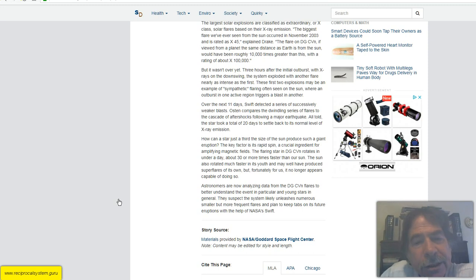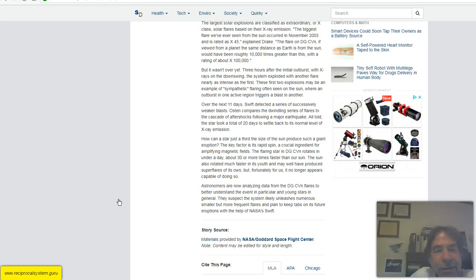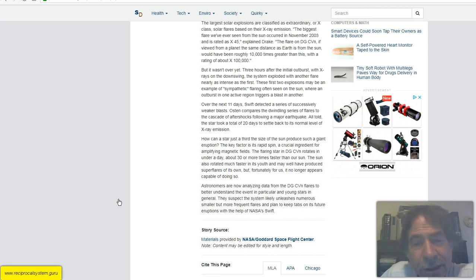The question is, how can a star just a third of the size of the sun produce such a giant eruption? The key factor is its rapid spin, a crucial ingredient for amplifying magnetic fields. The flaring star in DG CVn rotates in under a day, about 30 or more times faster than our sun. The sun also rotates much faster in its youth and may well produce super flares of its own, but fortunately for us, it no longer appears capable of doing so.